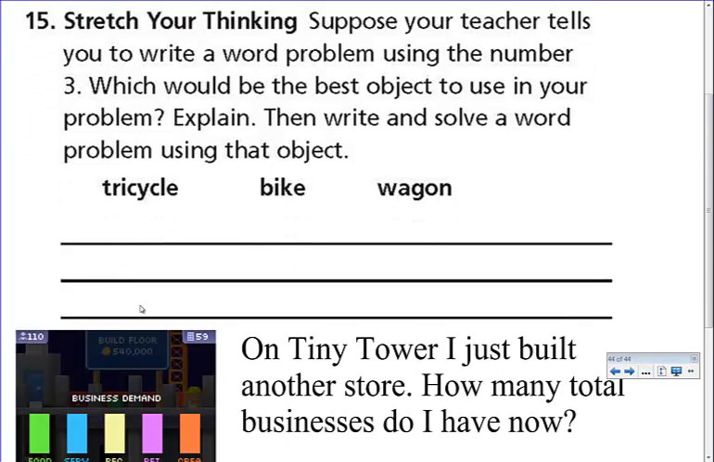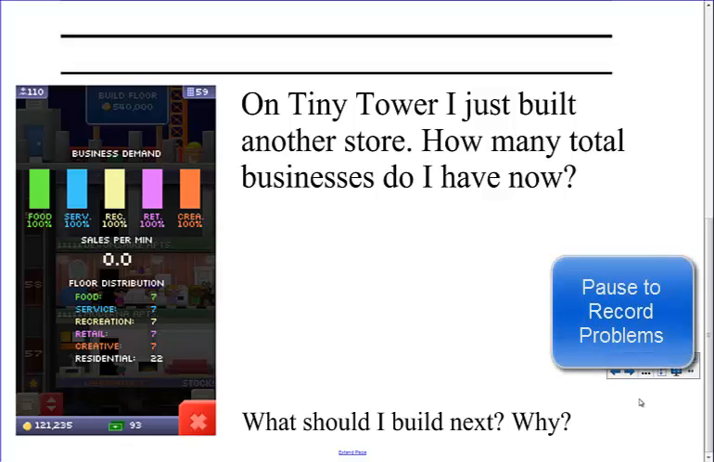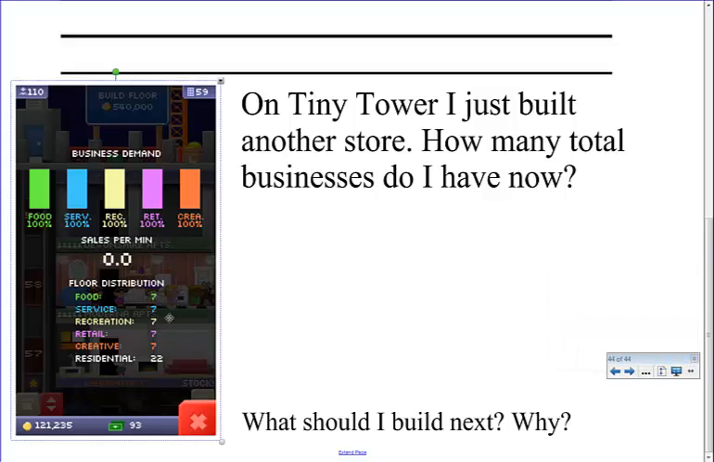Okay, and one challenge problem. On Tiny Town, I just built another store. How many total businesses do I have now? If you look over here, it shows food has 7, service has 7, recreation has 7, retail has 7, creative has 7. And what should I build next? Why?